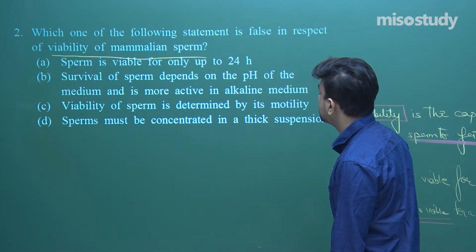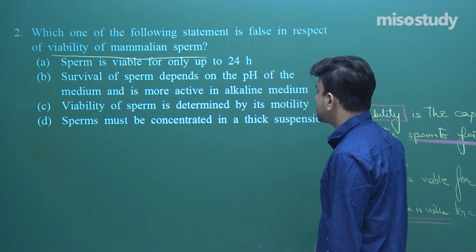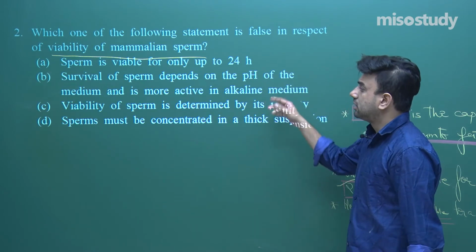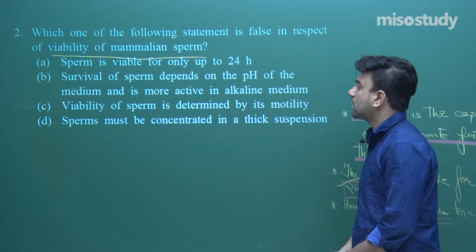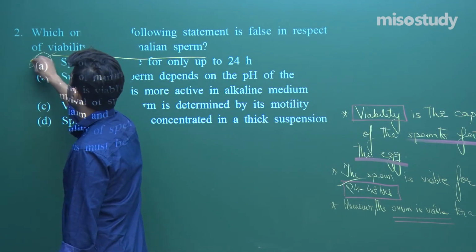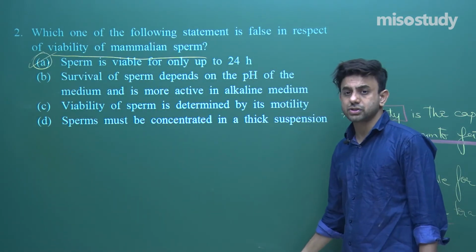Viable sperm depends on the pH of the medium and is more active in the alkaline medium. The viability of the sperm is determined by its motility. Sperm must be concentrated in a thick suspension. The first option, that is the sperm is viable for only up to 24 hours, is the correct option, right. Now we move on to the next question.